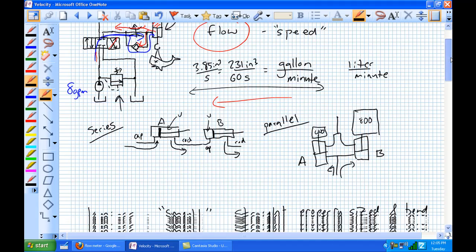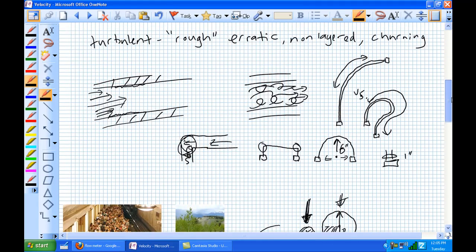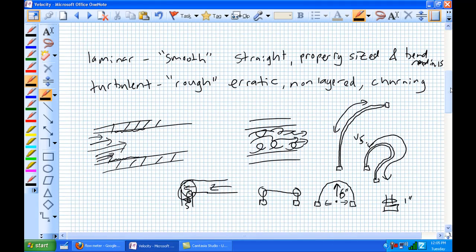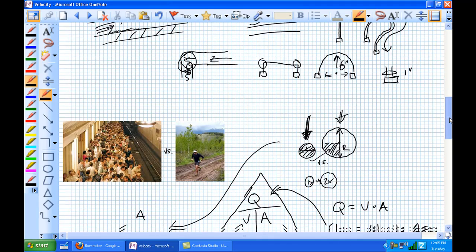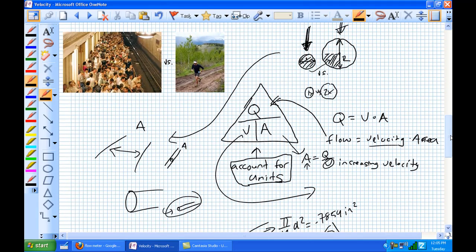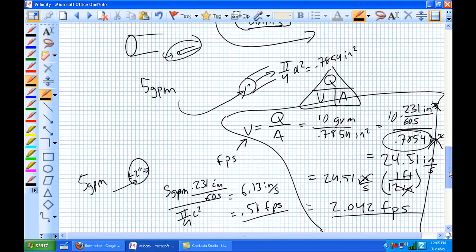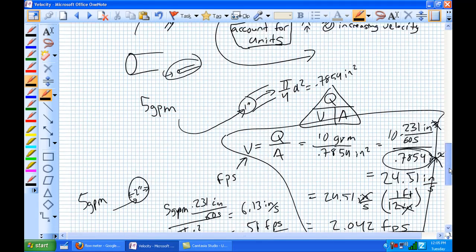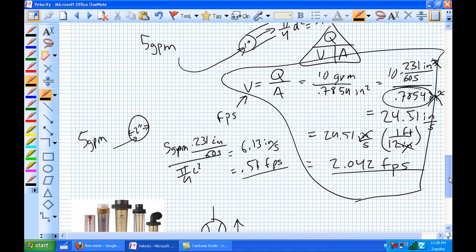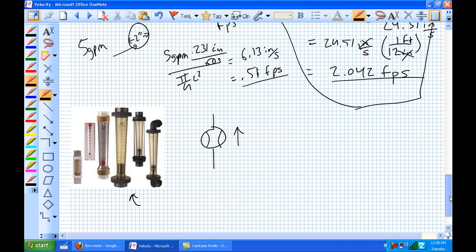Okay, so the other thing I wanted to talk about was, again, laminar and turbulent flow, proper bend radius and sizing, and velocity. Flow is related to velocity through this conceptual relationship of Q = VA. And again, you have to remember to account for units and not formula yourself to death. And that's what a flow meter looks like. Okay, we're going to continue on with some more properties of hydraulic fluids.